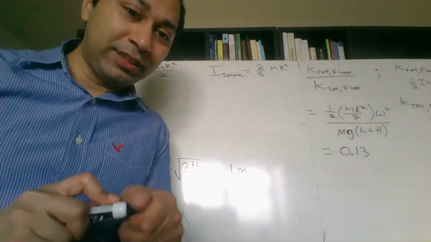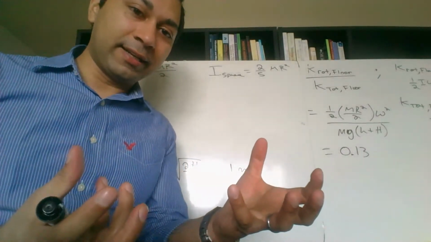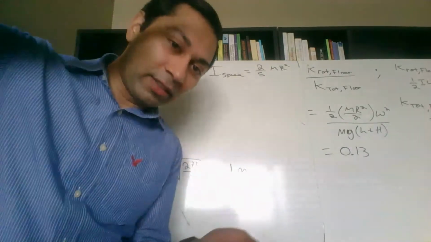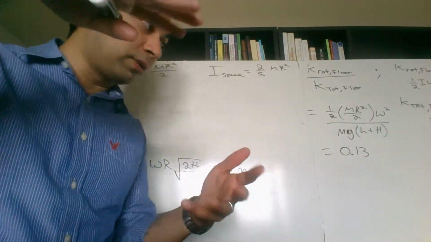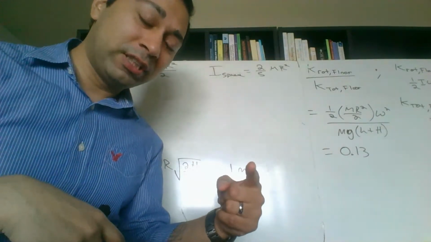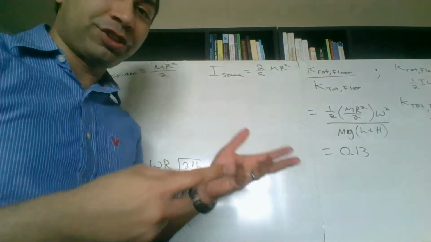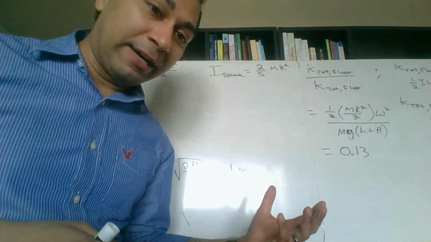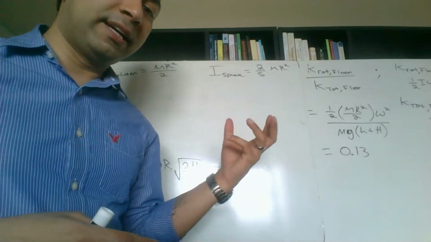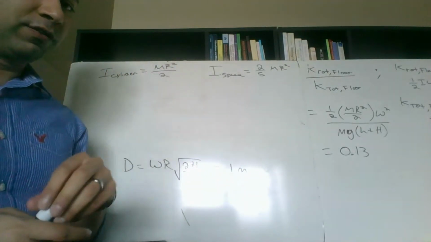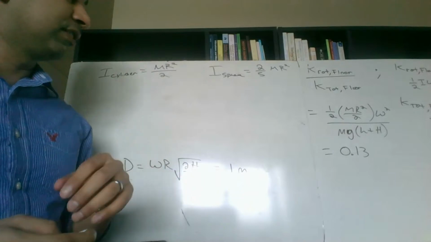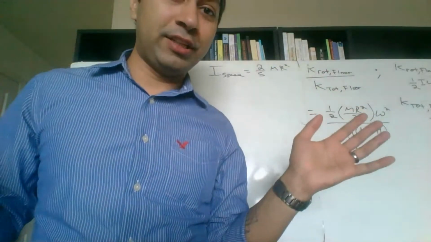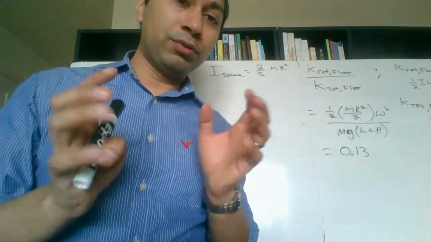The total energy is the rotational plus the translational kinetic. That doesn't change because the total energy was dependent on the height. So the total energy at the bottom was just mg(h plus big H). Nowhere in that equation was there the moment of inertia of the sphere or of the cylinder. So the masses are the same. It doesn't matter. Nothing will change here. The total kinetic energy won't change.